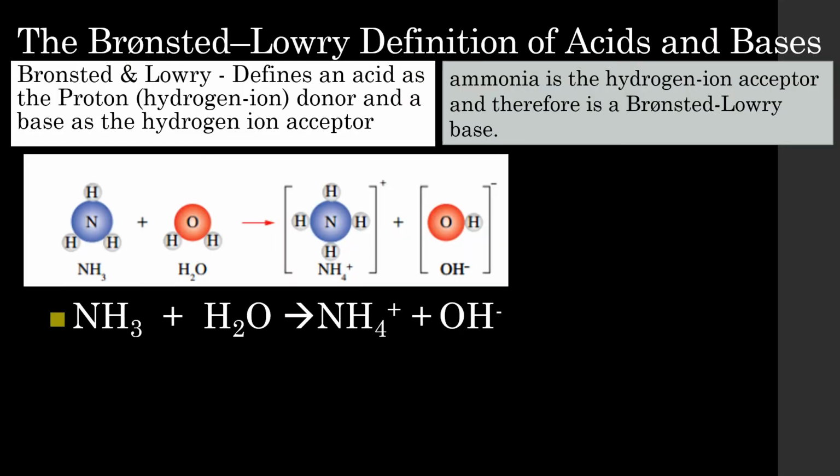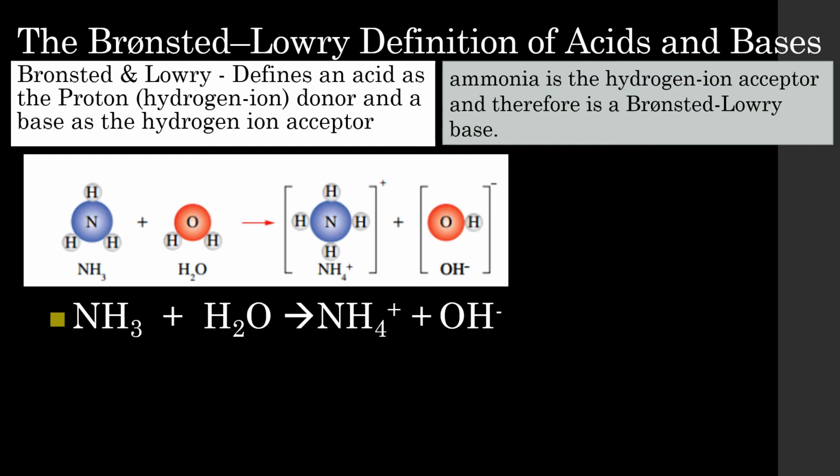So let's have a look at the definition. Bronsted and Lowry define an acid as the proton donor and the base as the hydrogen ion or the proton acceptor. So if we have a look at this reaction down below, we've got ammonia in water and it dissociates to form ammonium and hydroxide ions.